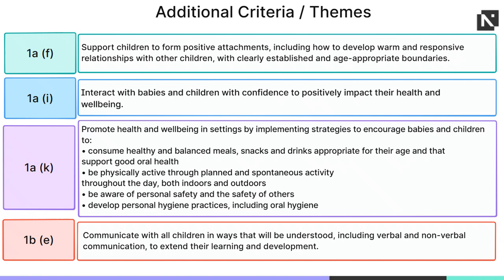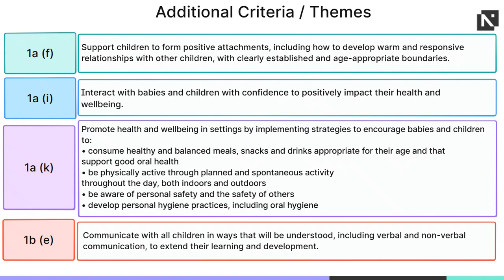These are some of the additional criteria that Janet, Elena and I felt could also be evidenced, at least in part, during the clip. Even though they weren't the main focus of the activity, elements of these criteria naturally came through as the practitioner interacted with the children. For example, 1AF, which is supporting positive attachments and relationships, we saw warm, responsive interactions and age-appropriate boundaries during play. For 1AI, which is interacting with confidence to promote children's well-being, the practitioner joined play calmly, supported exploration and maintained that positive and reassuring presence.